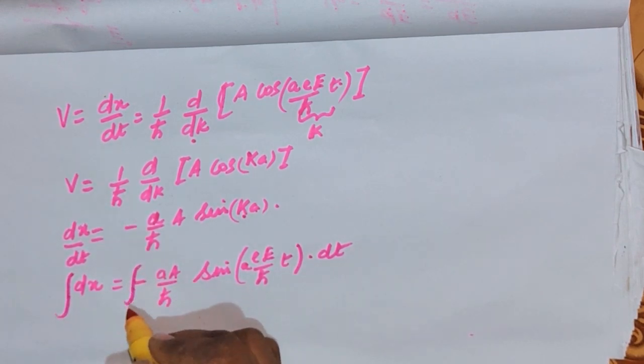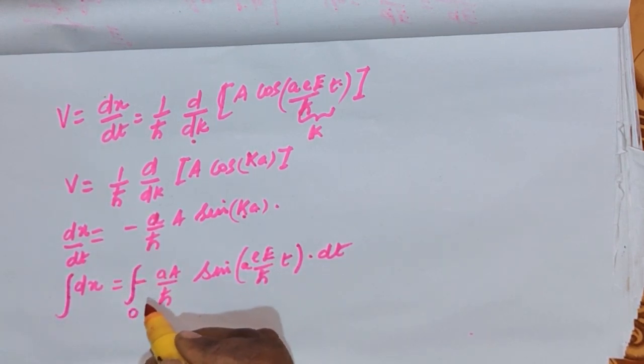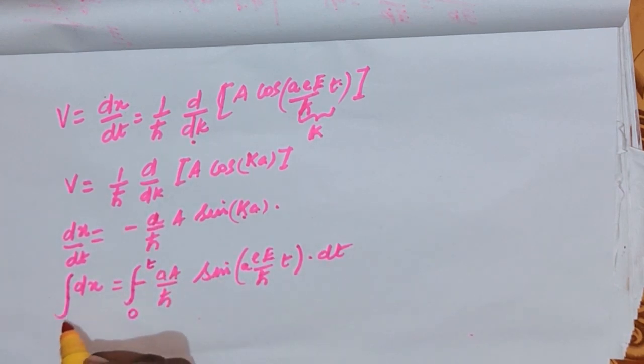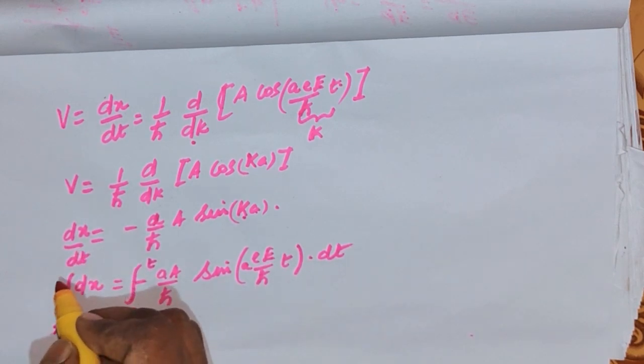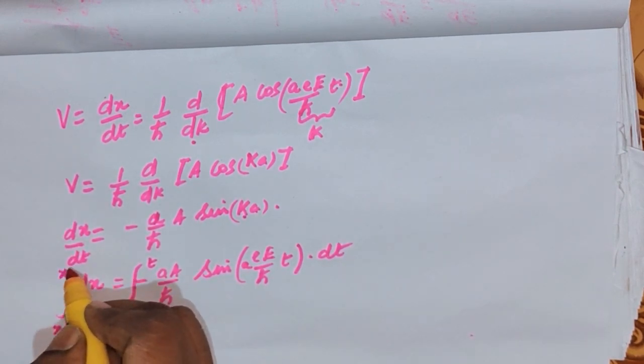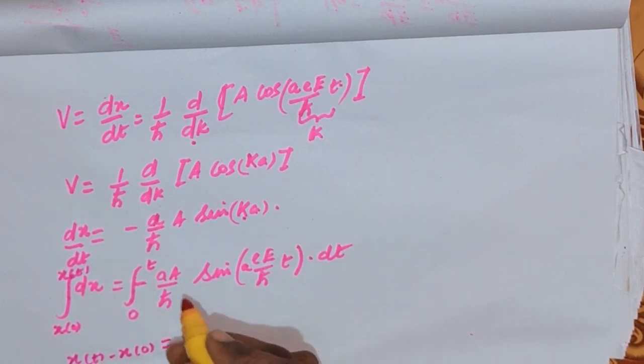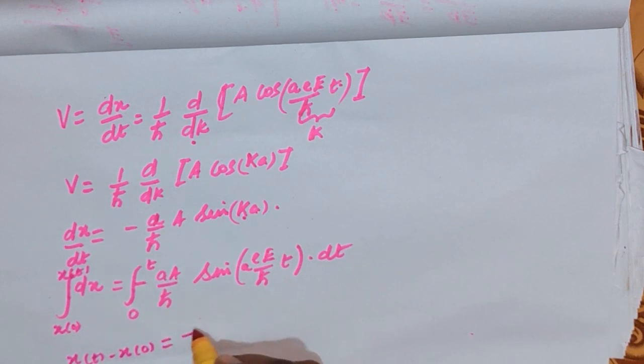You can take the initial time of the electron as 0 and the ending time as t. The starting position you can take as either x0 or 0, that is our wish. Then the end position is x of t. Integrating the left-hand side gives x of t minus x of 0, which should be equal to the right-hand side, the constant a divided by h cut.